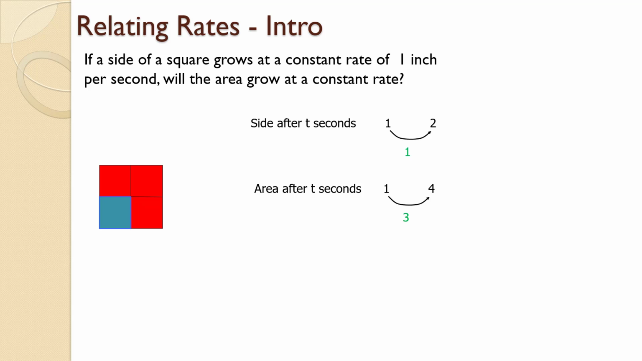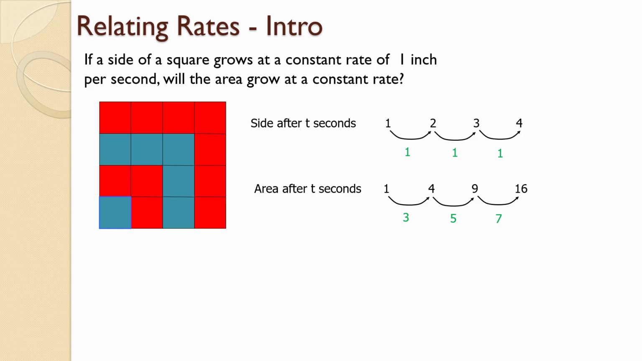Now, if the rate of change of each of these is constant, then you should see that the side will grow constantly 1, 2, 3, 4, and so on, while the area will grow constantly and the rate will be 3 square inches. So the area will then be 1, 4, 7, and so on. But if we let another second pass so that the side now is 3 inches, the area then would be 9 square inches, and the overall change in the area now is 5 square inches, not 3.